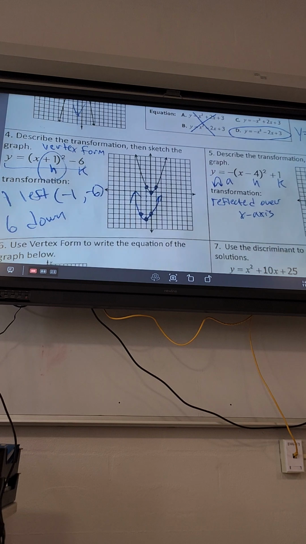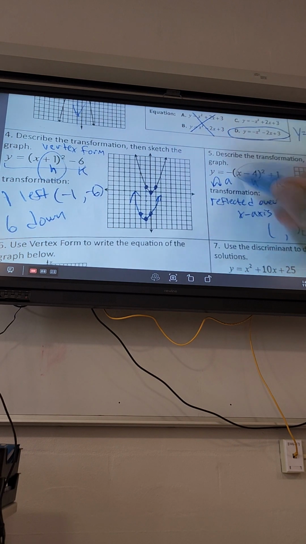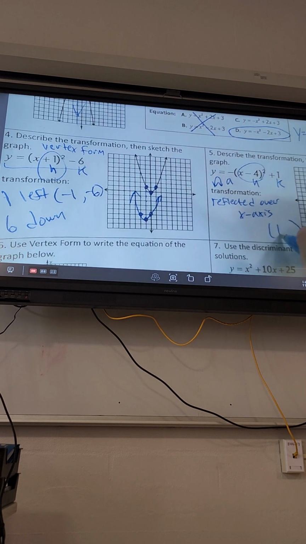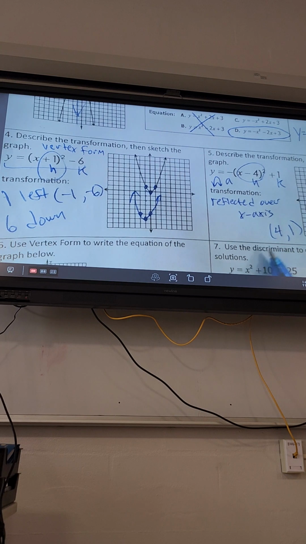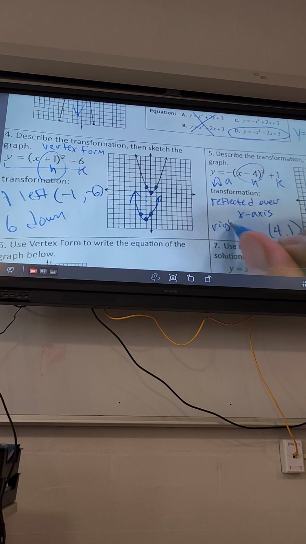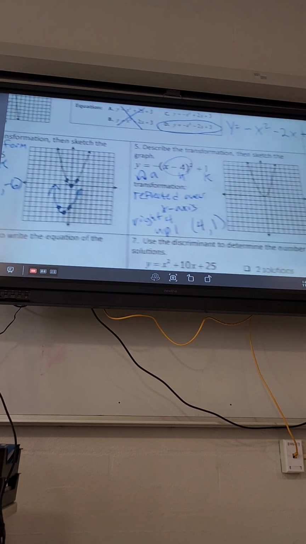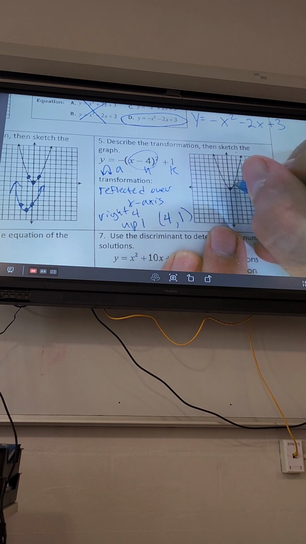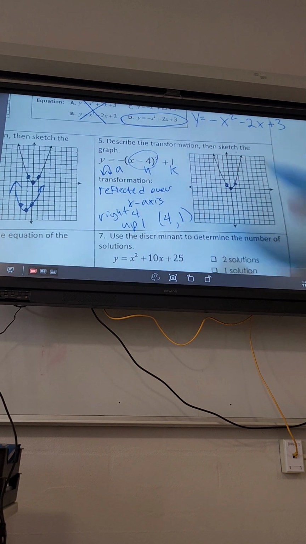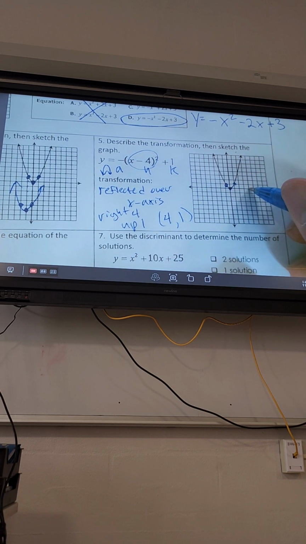All right, well, what else is happening? Well, depending on the HK is depending on the rest of the transformation. So remember, H is always the opposite of this, so it's going to be positive 4 and then up 1. So not only did we reflect over the x-axis, we moved to the right 4, up 1. Let's go ahead and show you what that looks like on the graph. Remember to highlight your few key important points of the original graph, right? So 4 to the right, 1 up is 1, 2, 3, 4.